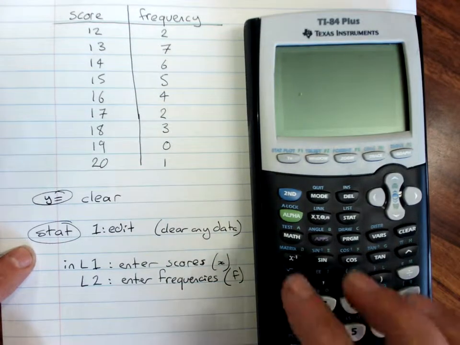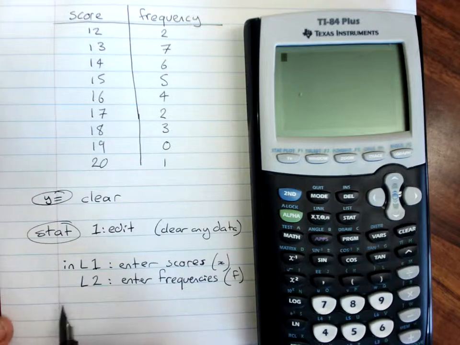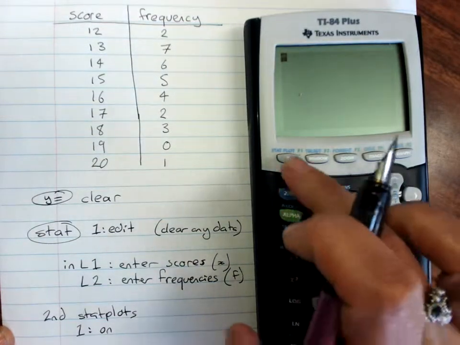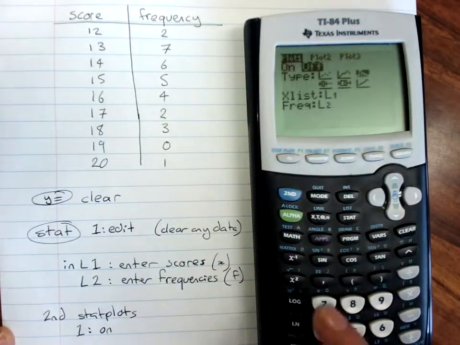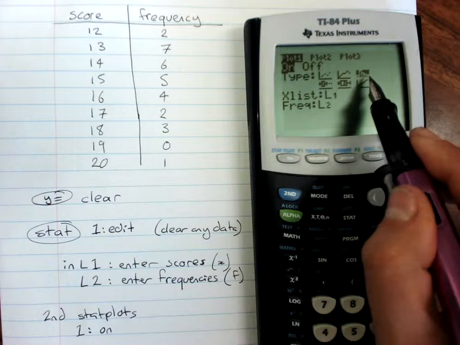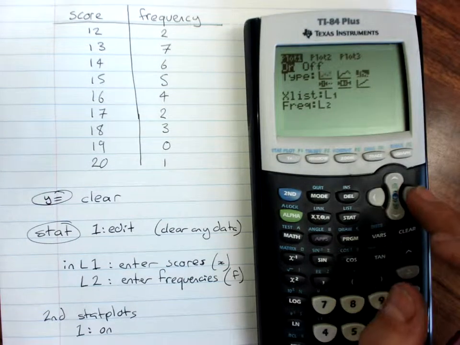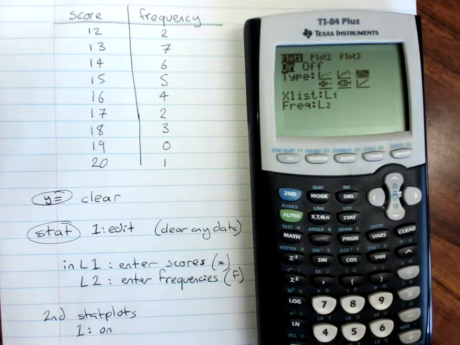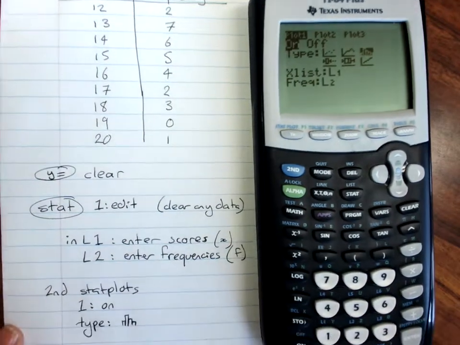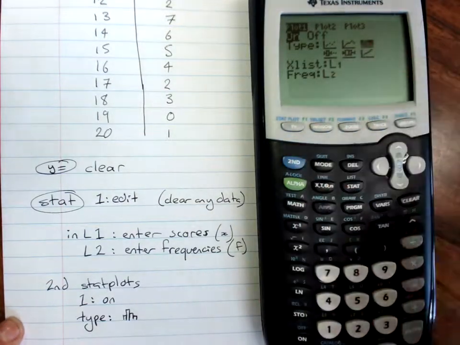We're going to use stat plots, and the first thing we'll have to do is turn the stat plots on. So second stat plot, select plot 1, highlight on, and hit enter. Then we need to choose the appropriate plot, and you'll see we're on to histogram. Mine's already selected there, but if it's not, move to the third option, the histogram. Oops, I'm running out of space for you. And select the histogram and press enter.